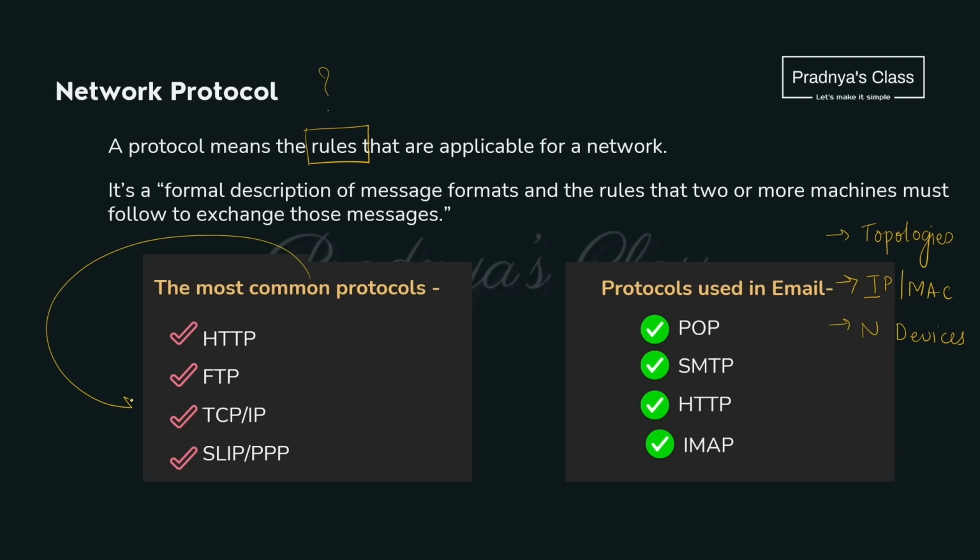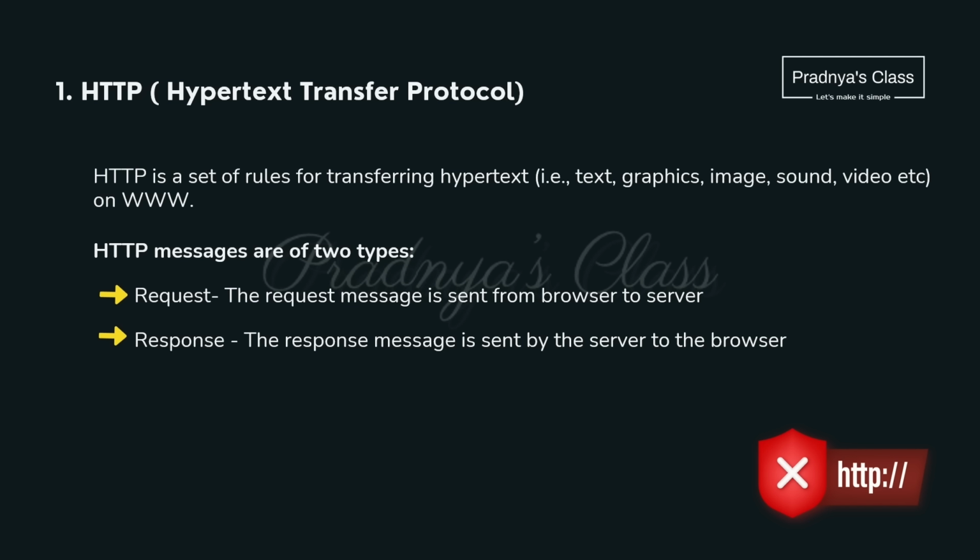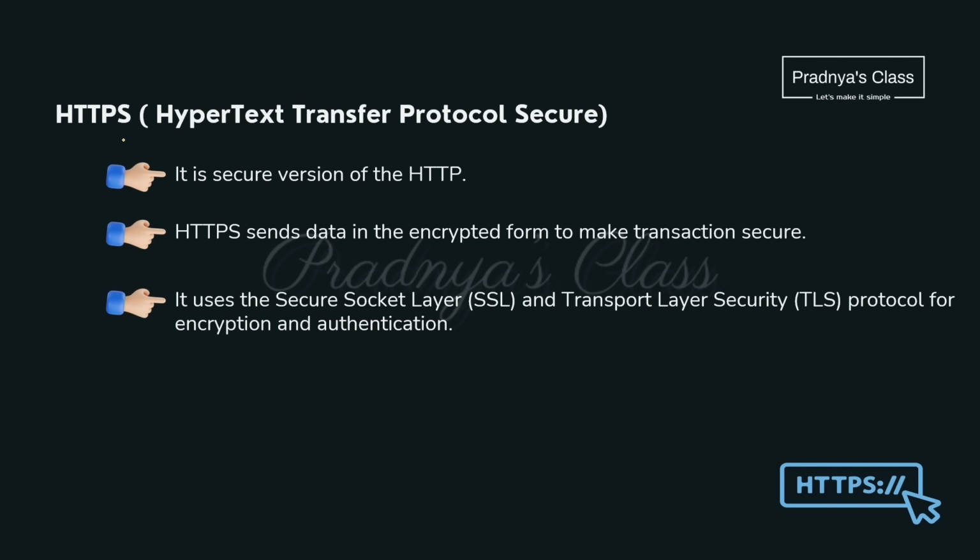Here are the common protocols we will be using: HTTP, FTP, TCP/IP, SLIP and PPP. And here is a list of protocols which we will be using while sending and receiving mail. Keep the full form of the protocol in mind. Generally you will be getting a question based on it to expand it. So the full form of HTTP is Hypertext Transfer Protocol. And HTTPS is the secure version of Hypertext Transfer Protocol.